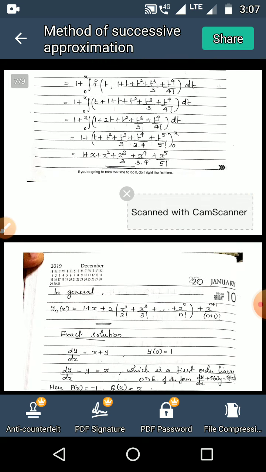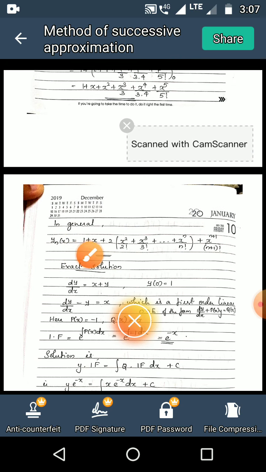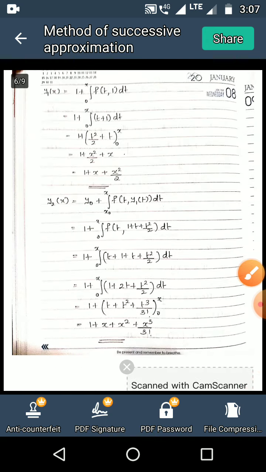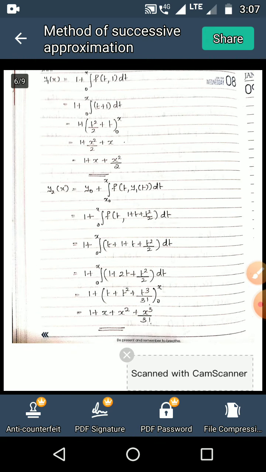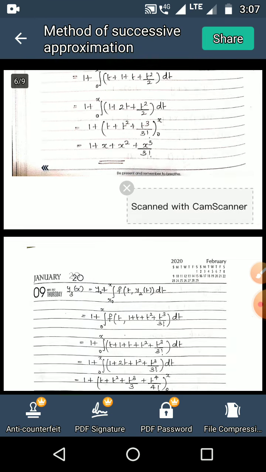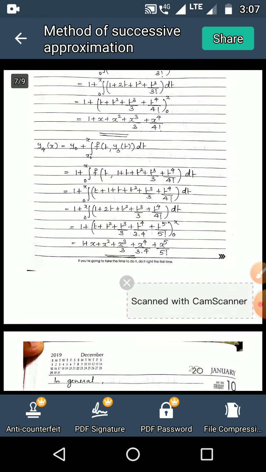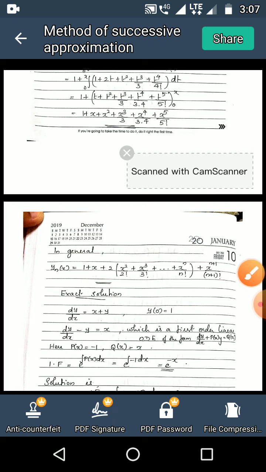So in general, we obtain yn of x is 1 plus x plus 2 times, x square by 2 factorial plus x cube by 3 factorial plus etc., plus x raised to n by n factorial plus x raised to n plus 1 by n plus 1 factorial. Y1 of x is ending with x square by 2 factorial. Y2 of x is ending with x cube by 3 factorial. So in that way yn of x is ending with x raised to n plus 1 by n plus 1 factorial. So this is the general form.